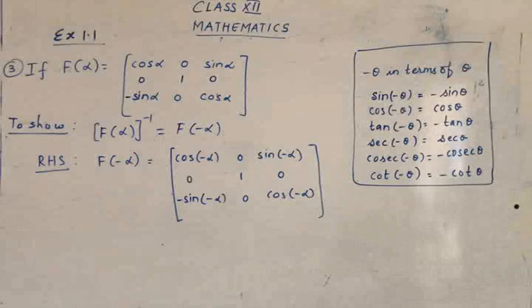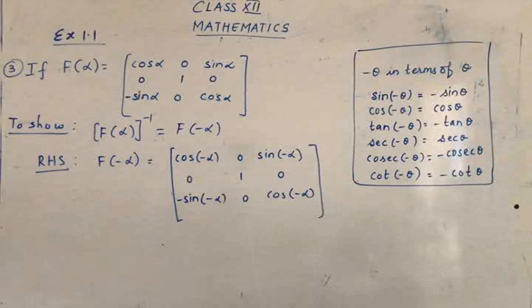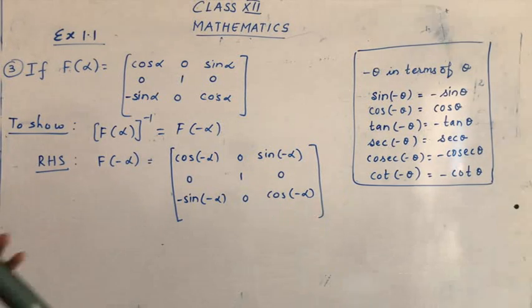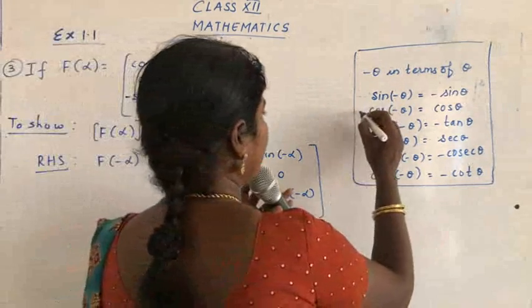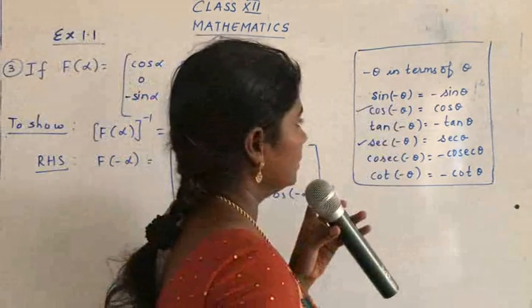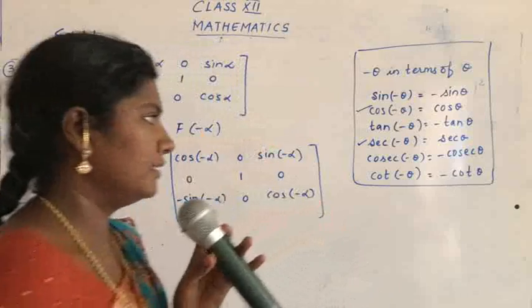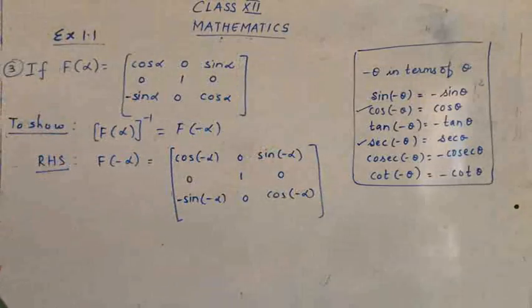So we'll read it once again. What is sine of minus theta? It's minus sine theta. Cos minus theta is cos theta. Tan of minus theta is minus tan theta. Sec minus theta is sec theta. Cosec minus theta is equal to minus cosec theta. Cot minus theta is equal to minus cot theta. So the only things that change are cos and secant. They turn positive, and for the remaining ones the sign just comes to the front.